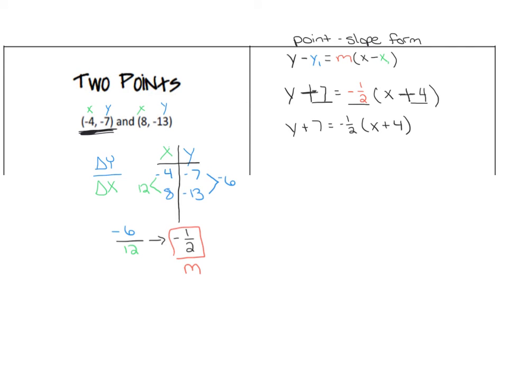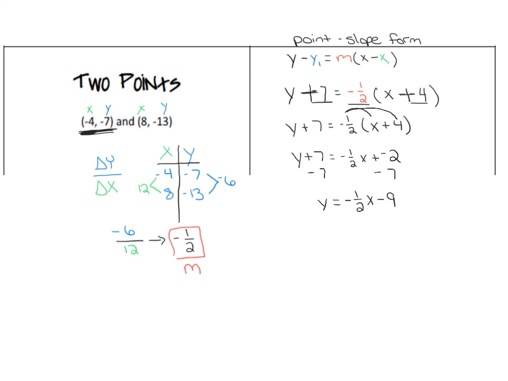To get it into slope-intercept form, I'm going to distribute the -1/2. So y plus 7 equals negative half x plus negative half of 4. Well, half of 4 is 2, so negative half of 4 is negative 2. And then I subtract 7 from both sides to get y alone, and I end up with y equals negative 1/2 x. Negative 2 plus negative 7 is negative 9. So y equals negative half x minus 9.